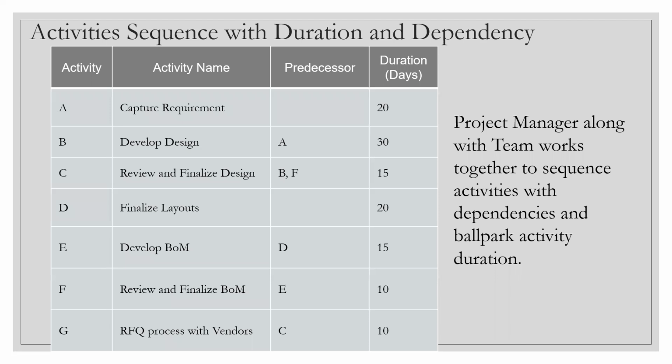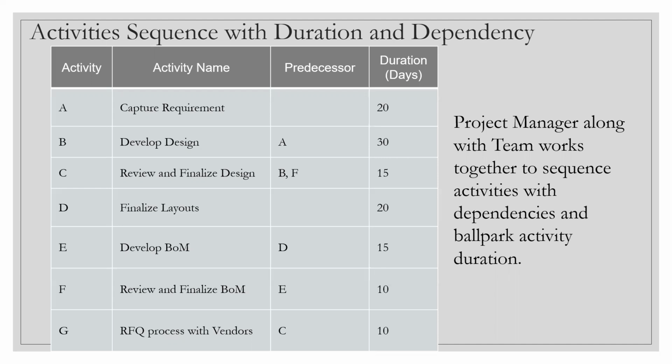Now, once you have figured out all the activities for that work package, your next step will be to figure out the dependency between the activities. So when you look into activity A, like requirement capture, it's fine. We can start it, right? That can be the beginning. Then B, develop the design. In order to develop the design, you must have completed the requirement capture. So that's why in the third column the predecessor for B is A. A must be completed for B to start, and we are talking about a mandatory dependency.